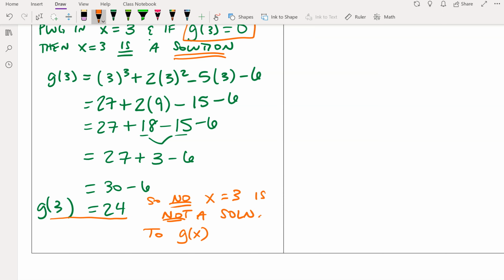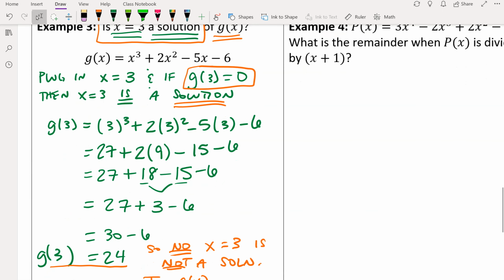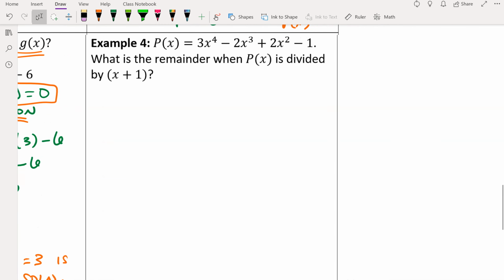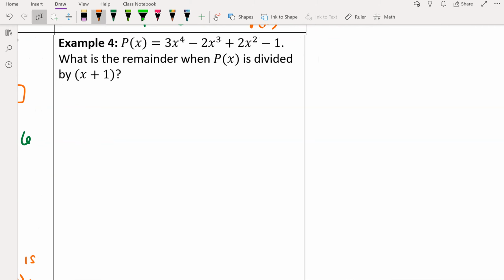All right, we have one more problem, y'all. Y'all are doing great. Last problem. Hang in there. All right. I want you to try this one on your own, actually. So you try this one on your own.